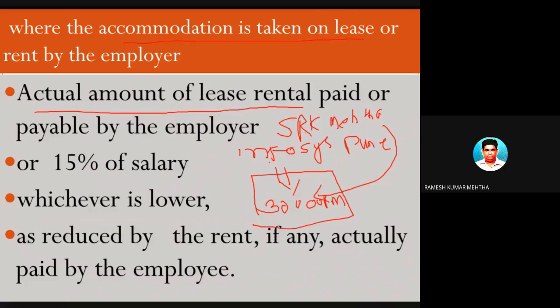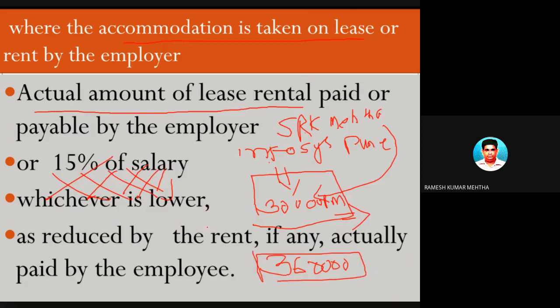The value of the perquisite is the actual amount of lease rent paid or payable by the employer, or 15% of the salary. This we will just ignore for the time being. When there is a problem, at that time we will take it. So the actual rent Infosys is paying to the third party is 30,000 rupees per month. If Ramesh Kumar Mehta has been provided with a 30,000 rupees per month accommodation for the full year, the value of the perquisite is 3,60,000. This is added to the gross salary, and Ramesh Kumar Mehta has to pay tax on it.